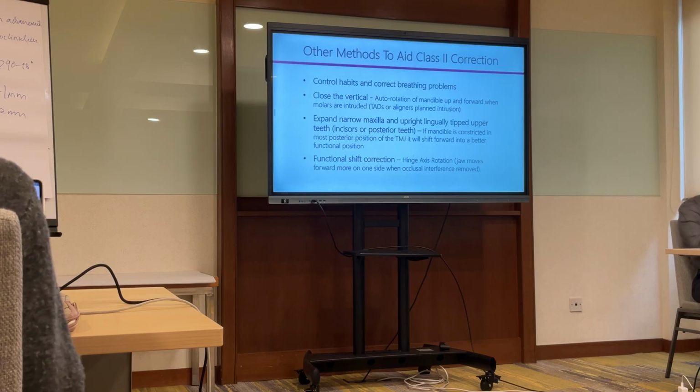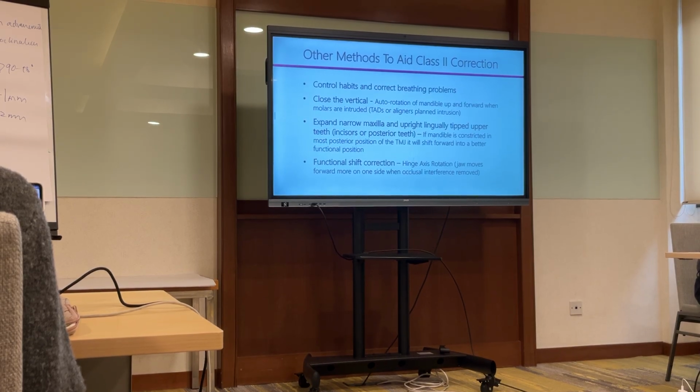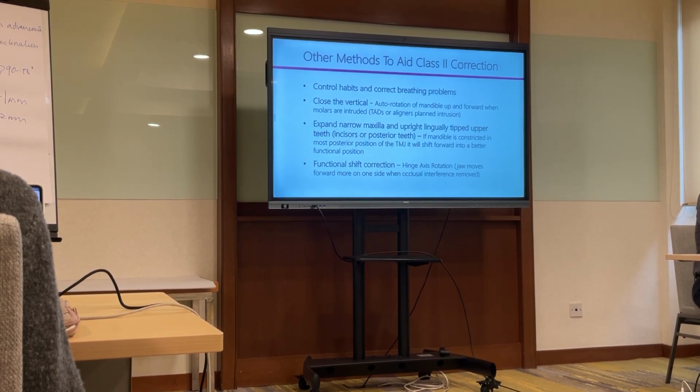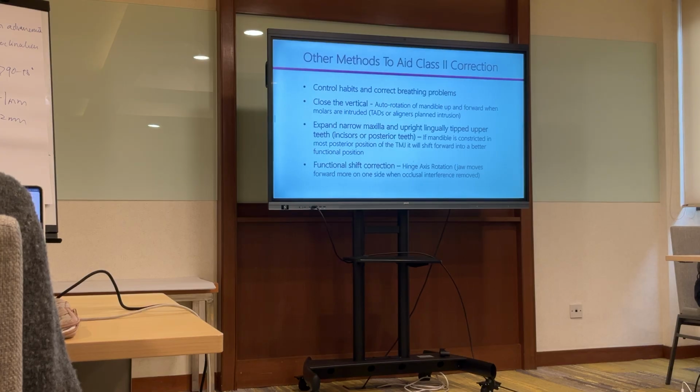Other aids to correct class 2. Control the habits, we spoke about habits. Close the vertical. There's something called the occlusal plane, okay? And the amount of class 2 and class 3 has got something to do with the occlusal plane. Every time your occlusal plane rotates clockwise, it worsens the class 2. If your occlusal plane rotates counterclockwise, it improves the class 2.